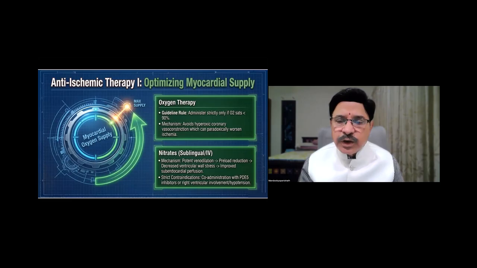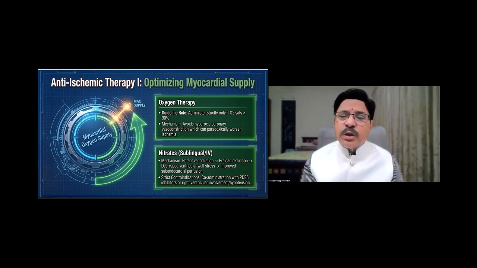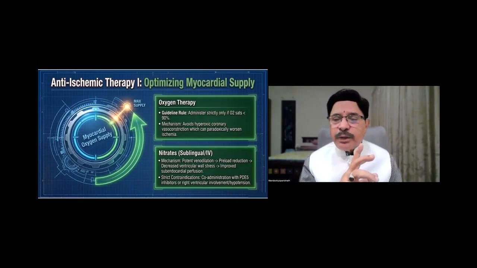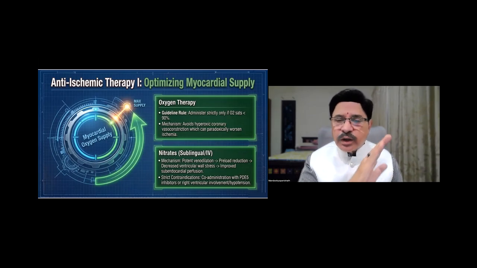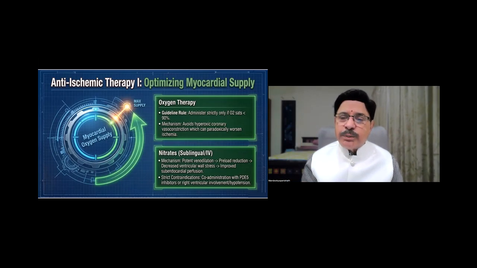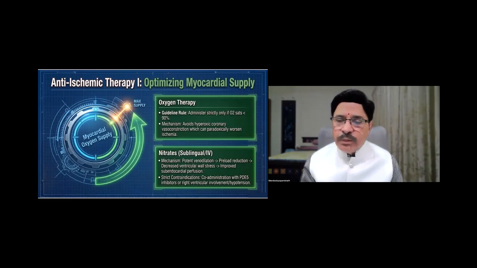Strict contraindications for nitrates: patients who are already on PDE5 inhibitors, Viagra type of drugs. If they are taking them, you should not give nitrates. Why? A precipitous fall of blood pressure and hypotension can occur. Also patients who have right ventricular ischemia, you are not supposed to give nitrates. Two contraindications: PDE5 inhibitor treatment, and right ventricular infarction. So what is my management starting? Oxygen, nitrates. Oxygen for whom, and nitrates for whom not, I have told.